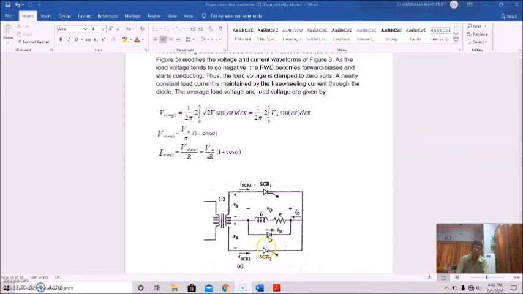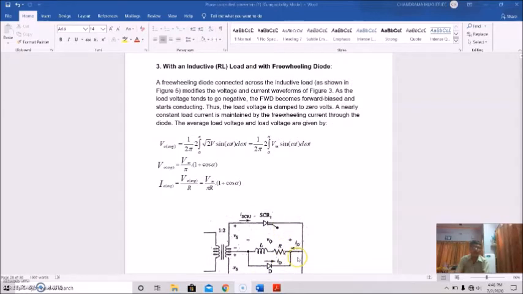So basically this is a center tap. This is thyristor 1 for the positive half of the supply voltage, and this is for the negative half of the supply voltage. This will conduct for 180 degrees, and this will be for another 180 degrees. This is for the negative half. In our last discussion, the load was basically inductive load, so RL load. Now we connect a freewheeling diode across this load. This is the circuit diagram.